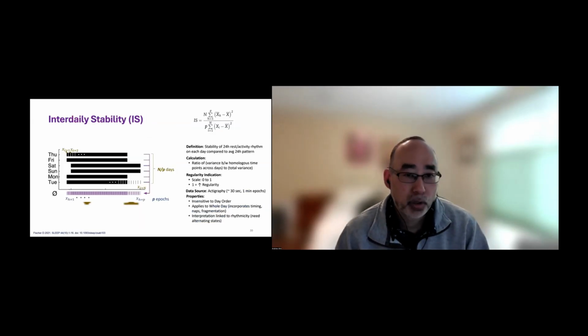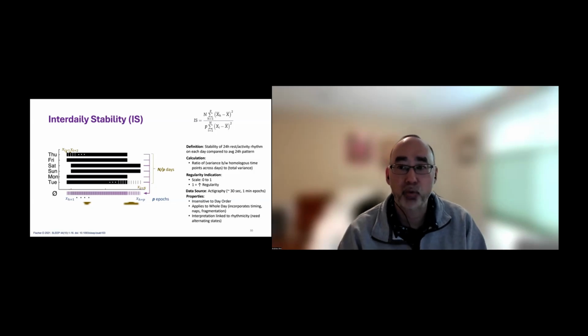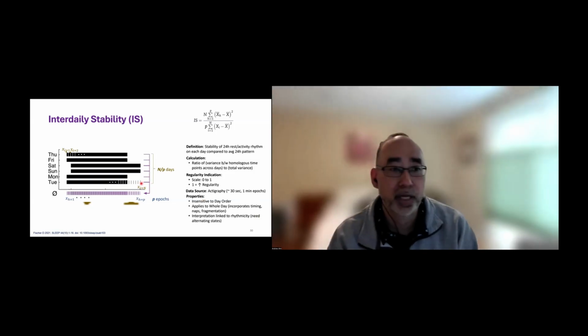The other measure that's out there is called interdaily stability. The idea behind this is that it quantifies the overall variability in the time signal after averaging across days, rather than quantifying how rapidly sleep patterns change between consecutive days.